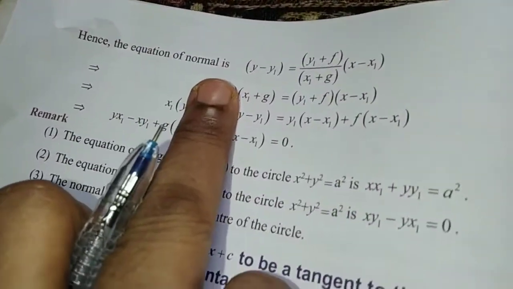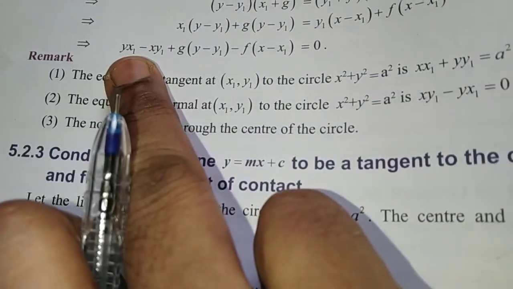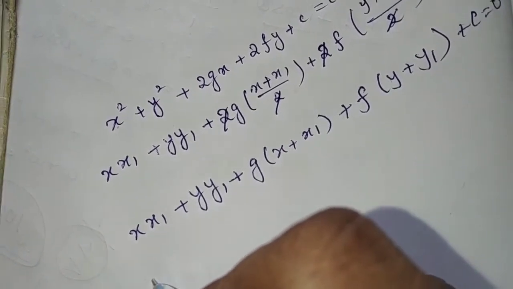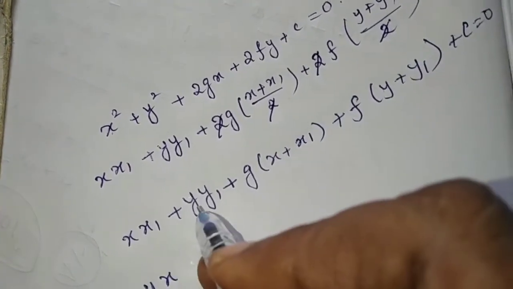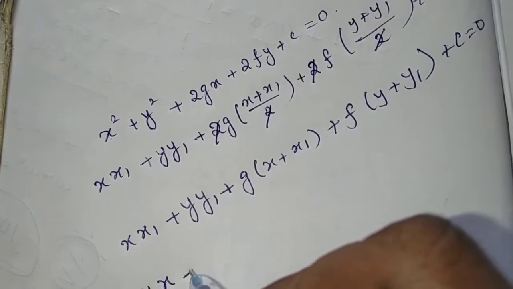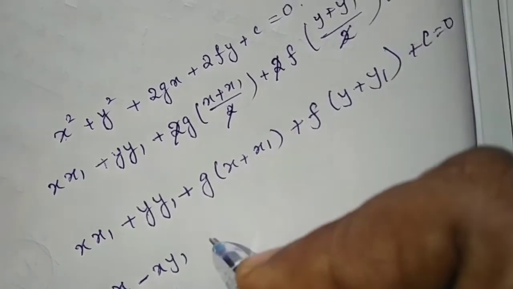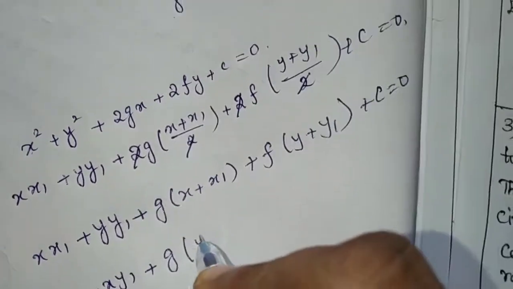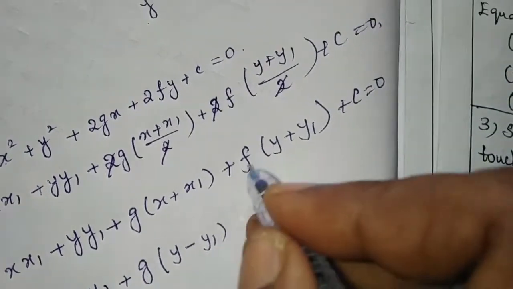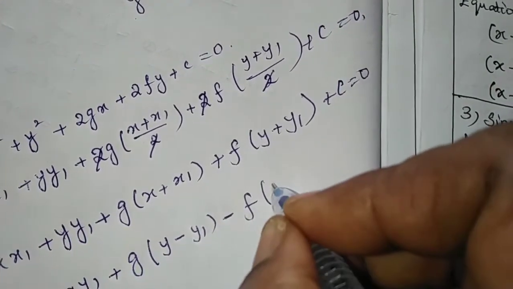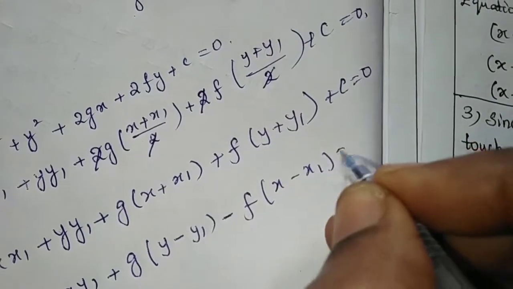Now the equation of the normal is yx1 minus xy1 plus g(y minus y1) minus f(x minus x1) equals 0. For the normal, change the coefficients and change the sign.